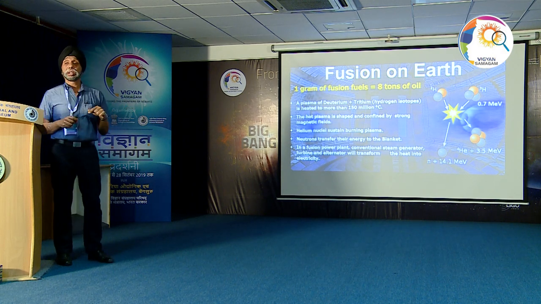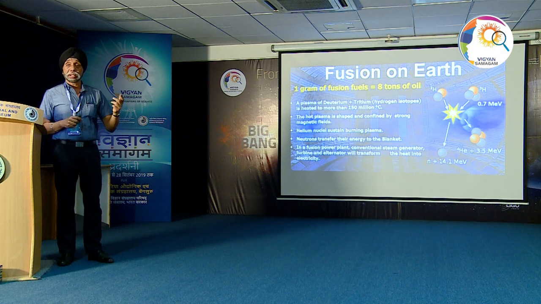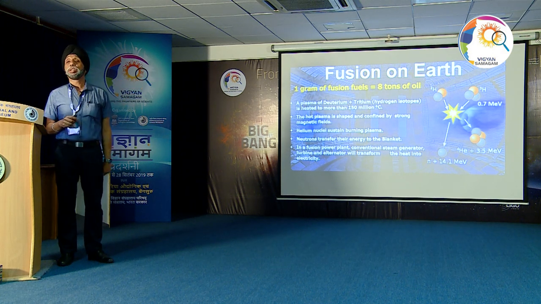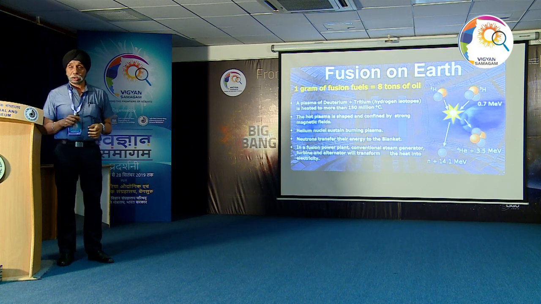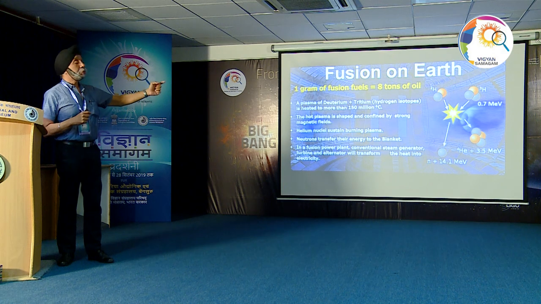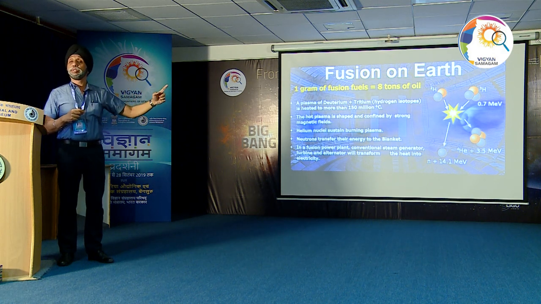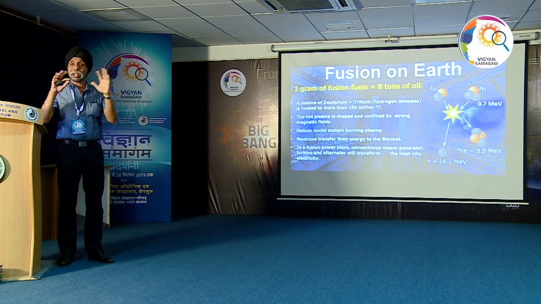The neutrons go and hit a blanket, and the blanket then helps you produce the biofuel, which is called tritium. So you have a lithium blanket, like Lavi was mentioning about the lithium batteries that you're using. These 14 MeV neutrons hit the blanket and convert it into tritium. The tritium is then a self-sustainable fuel in the thing itself.